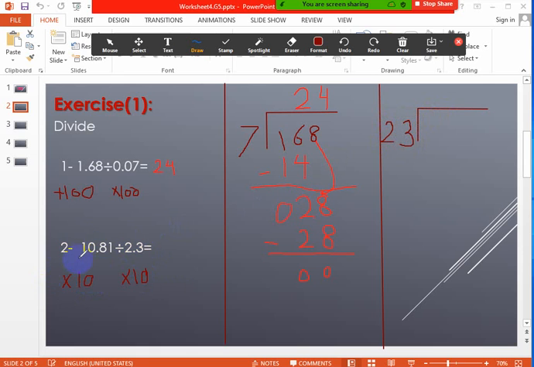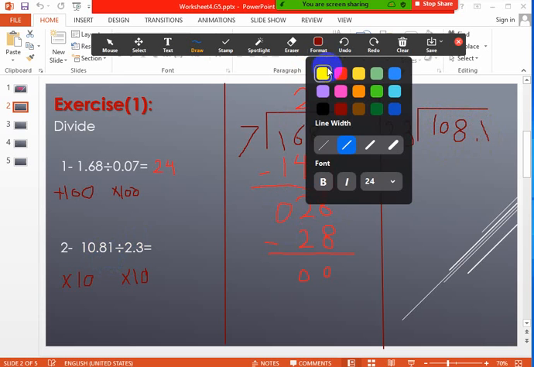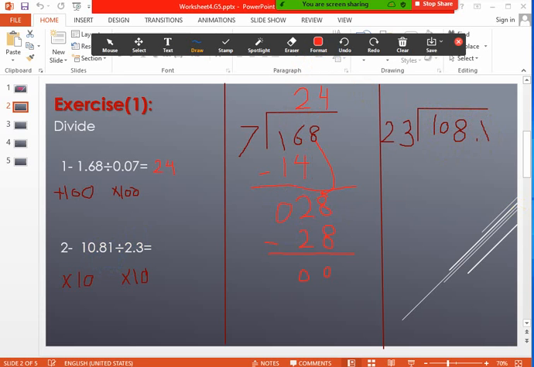Then I have to multiply 10.81 by 10. That means I have to move the decimal point one digit, so it will be between 8 and 1. So the number becomes 108.1. Now I will start my division.